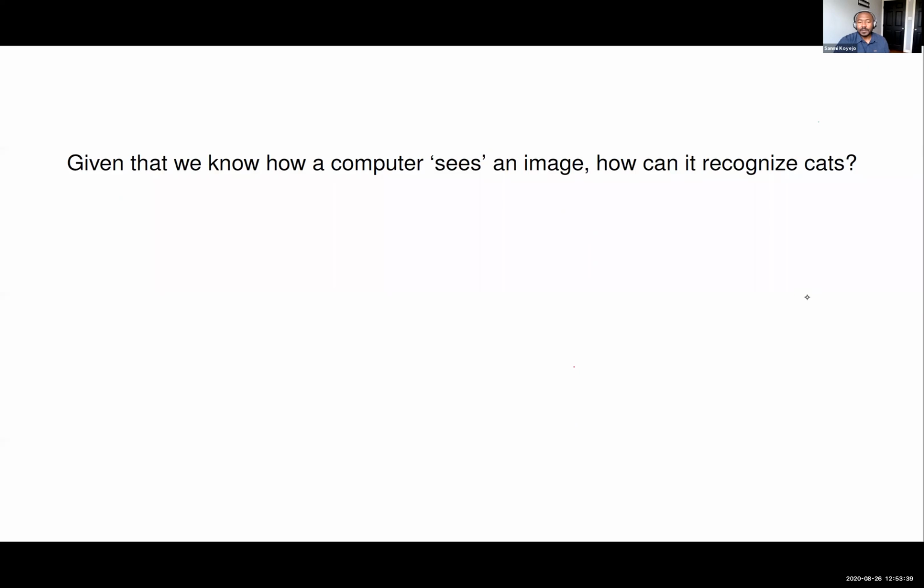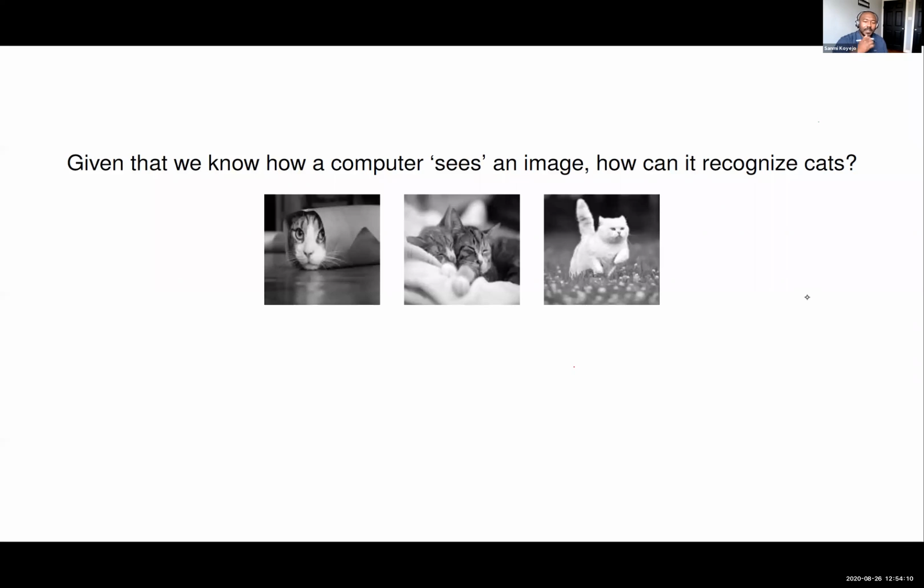Okay, so now we know what a computer sees. Again, a computer sees these large arrays of numbers. This is very different from what we see when we look at an image. We see an image as an object, and we are able to use this to process and recognize objects. However, computers just see this purely as numbers. So how can we get a computer to recognize cats given a set of images?